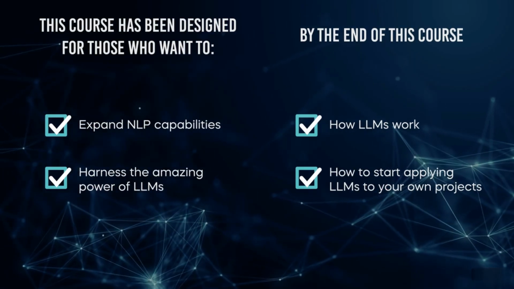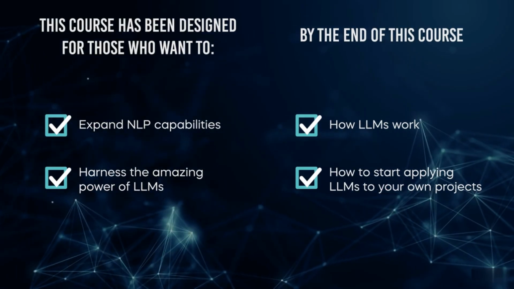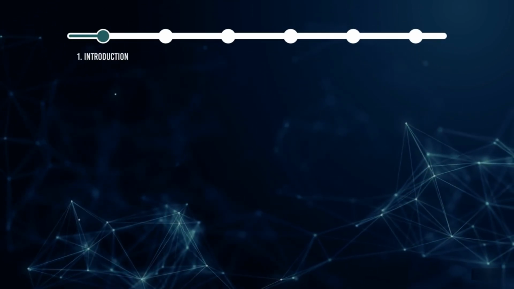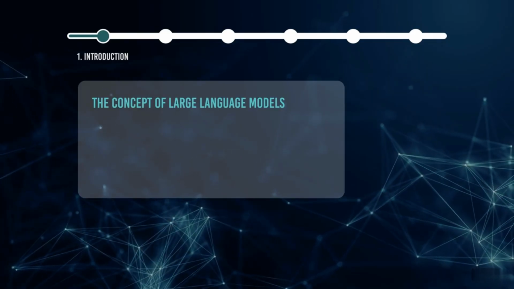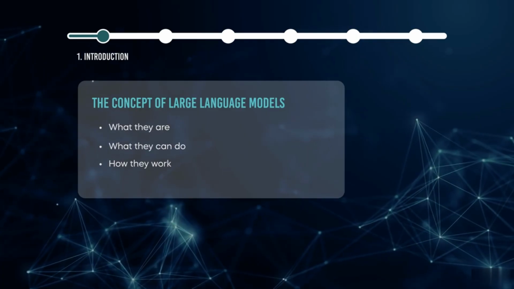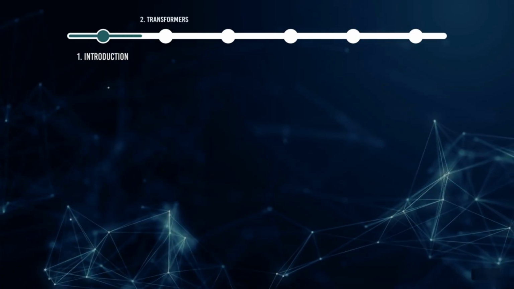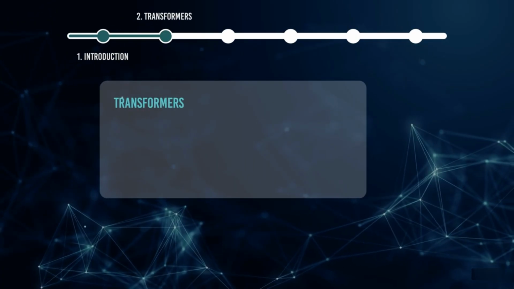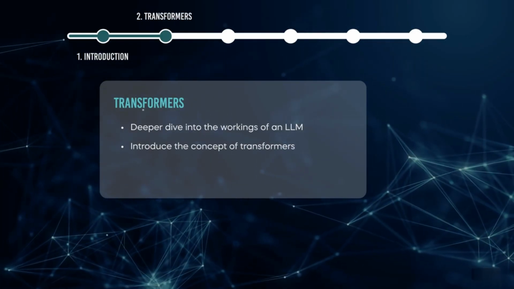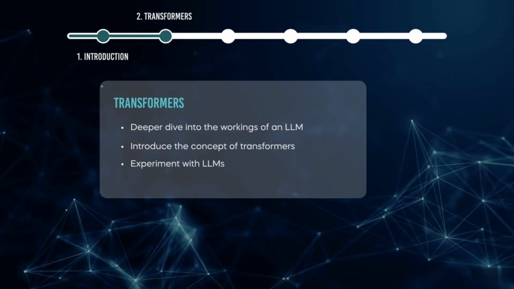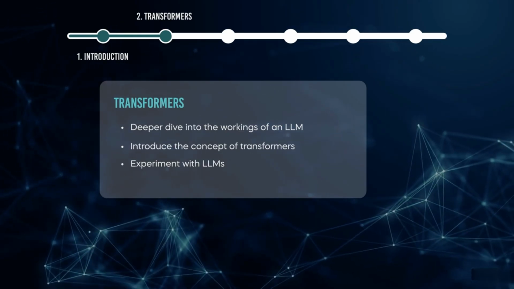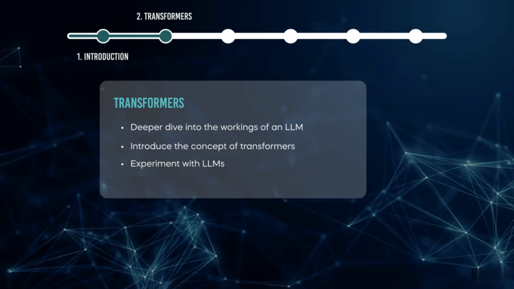Let's first go over what you can expect to learn and what skills you'll leave this course with. The first section of the course will introduce the concept of large language models. We'll cover what they are, what they can do, and start to look at how they work. Section 2 of the course will do a deeper dive into the workings of an LLM as we introduce the concept of transformers. Transformers are the breakthrough architecture that has allowed the rise of LLMs in recent years. Once we understand this transformer architecture, we can start to experiment with LLMs.